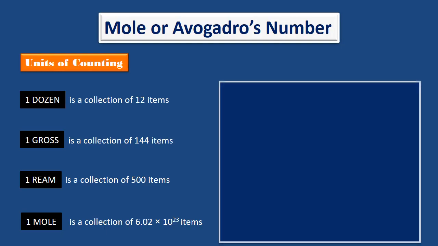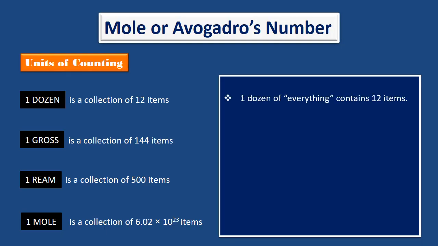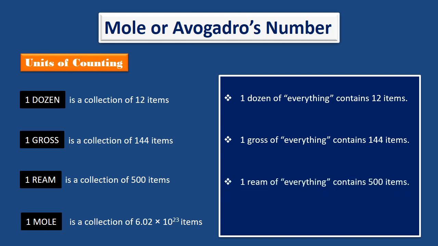From this discussion, we conclude that 1 dozen of everything contains 12 items. 1 gross of everything contains 144 items. Similarly, 1 ream of everything contains 500 items. Likewise, 1 mole of everything, I repeat, 1 mole of everything contains Avogadro's number of items.